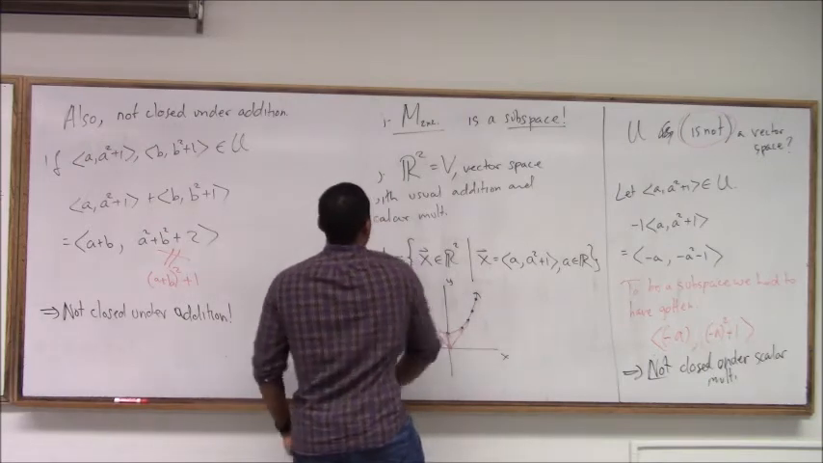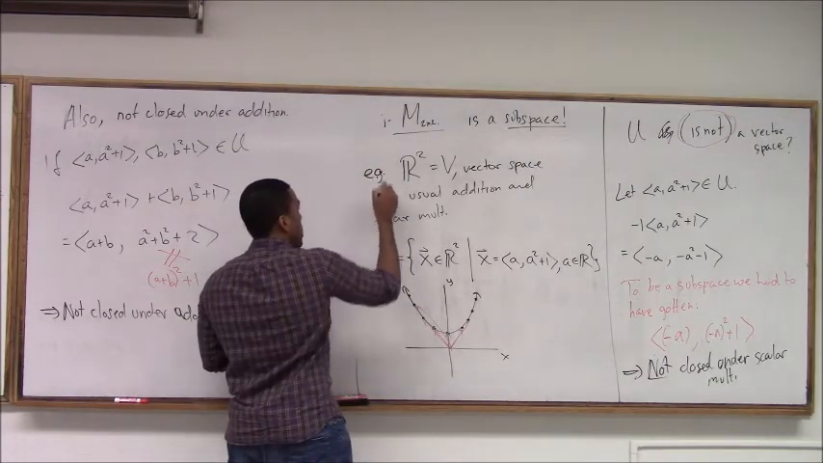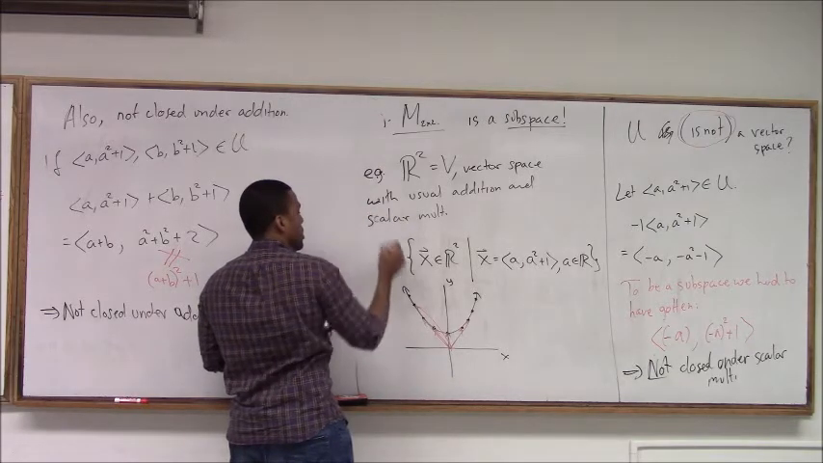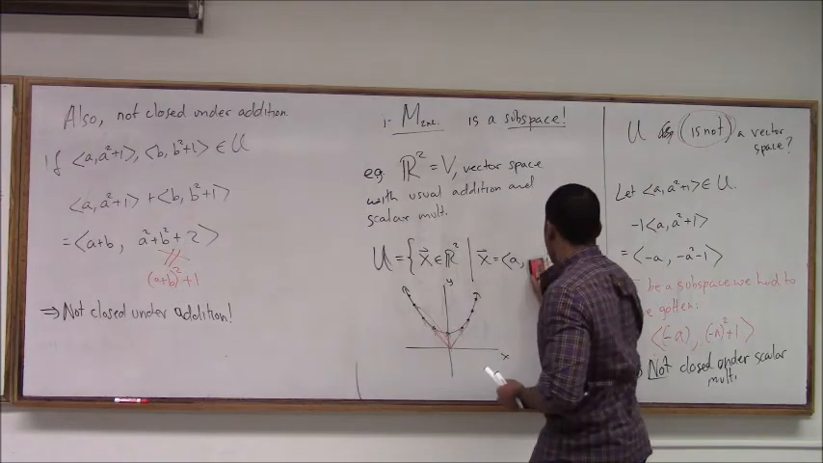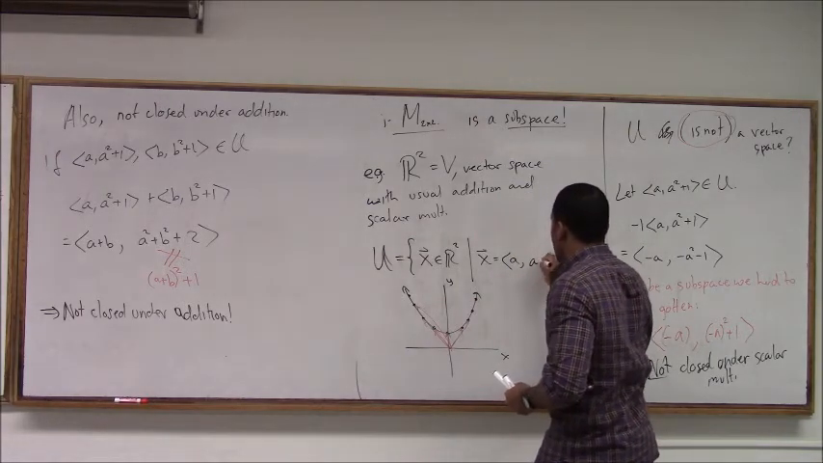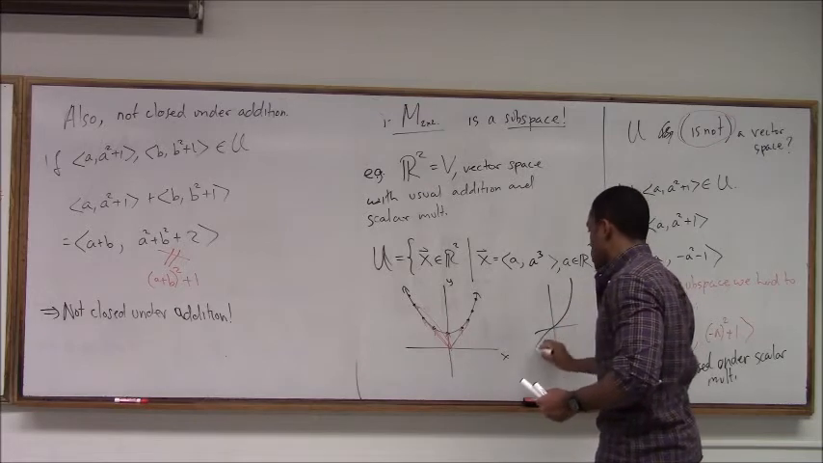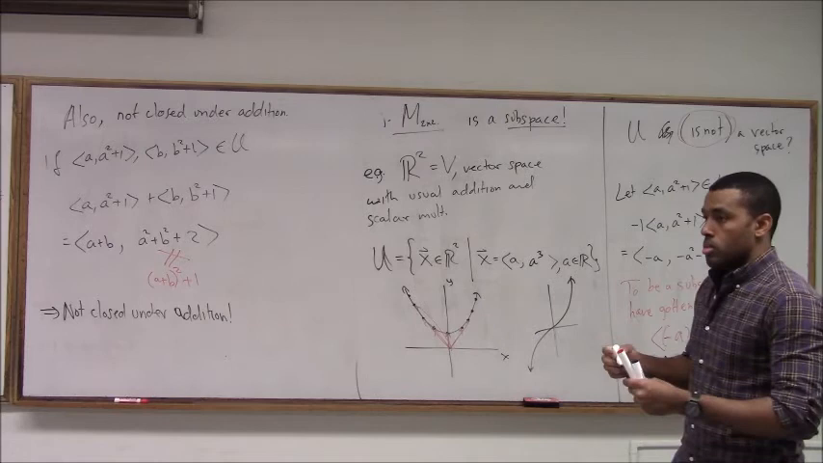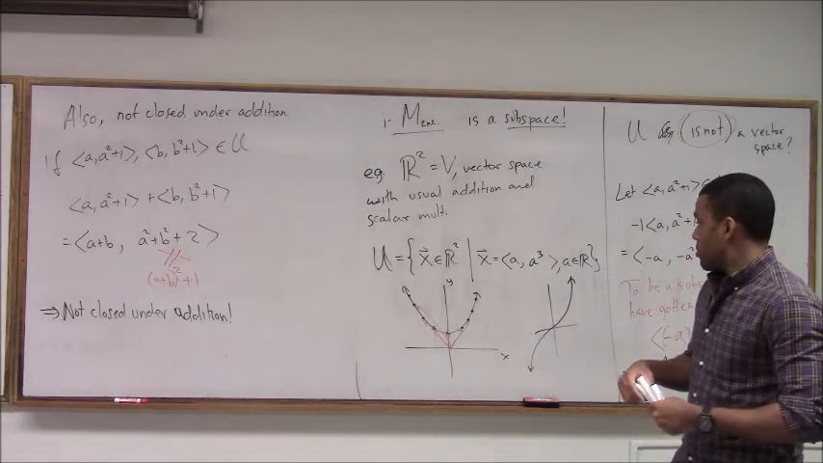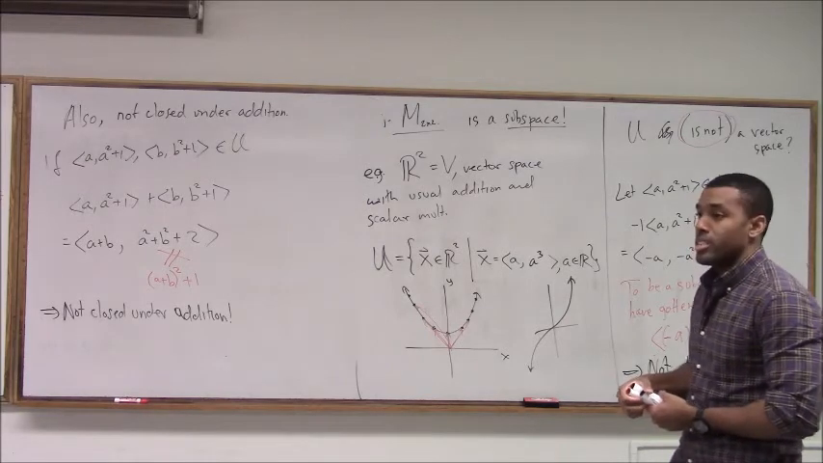You said, what if it was cubed? If it was the set of things that look like a comma a cubed. So now you're looking at the set of points that form a curve. Yeah, but it's not closed under scalar multiplication. Right, and it's not closed under addition either.